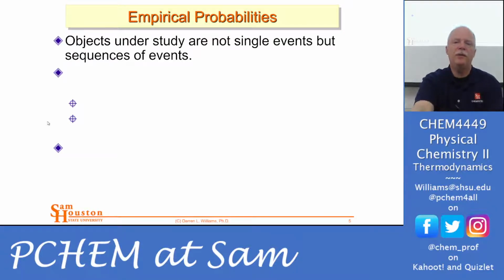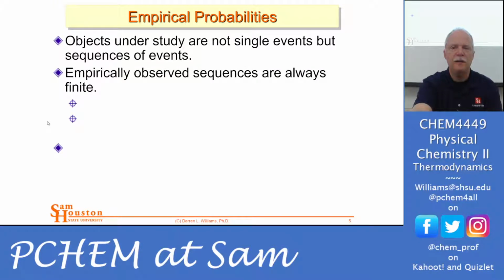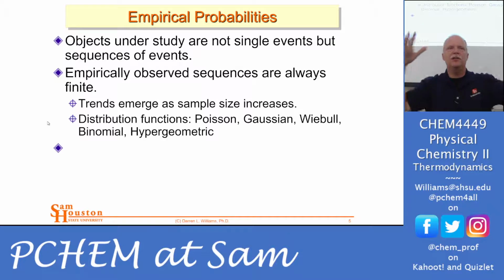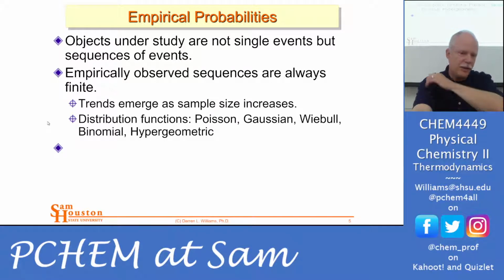Now for empirical probabilities, whenever we're doing measurements, of course, we don't study a single event. We're studying thousands upon thousands of events, and we're getting an average. And so empirically observed sequences are always finite. So we can't ever get the full distribution. We can always get a sample. We can call it a population, but we're not really mapping out the whole perfect distribution because we don't measure all of the possible events. But trends do emerge as the sample size increases.